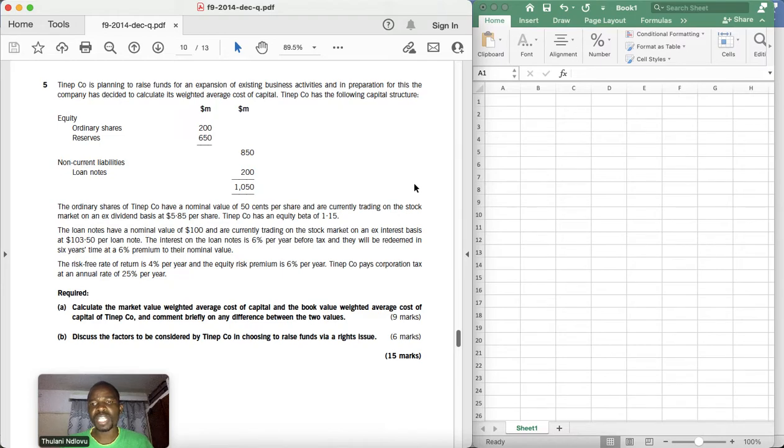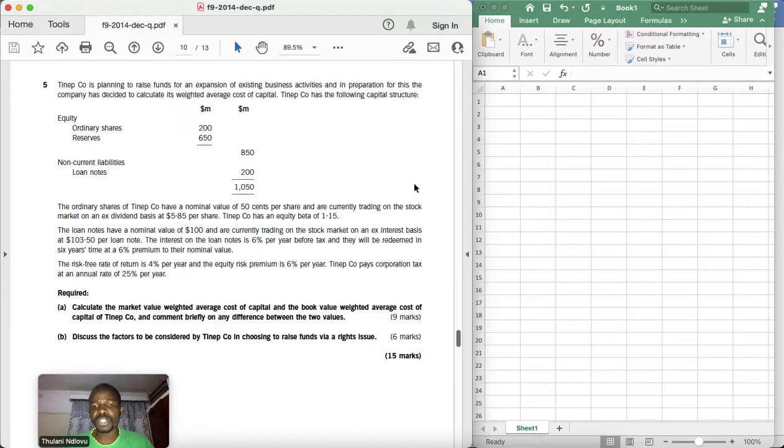Tinep Co. has the following capital structure: equity, ordinary shares 200, reserves 650, non-current liabilities, loan notes 200. The ordinary shares of Tinep Co. have a nominal value of 50 cents per share and are currently trading on the stock market on an ex-dividend basis at $5.85 per share. Tinep Co. has an equity beta of 1.15. The loan notes have a nominal value of $100 and are currently trading on the stock market on an ex-interest basis at $103.50 per loan note.